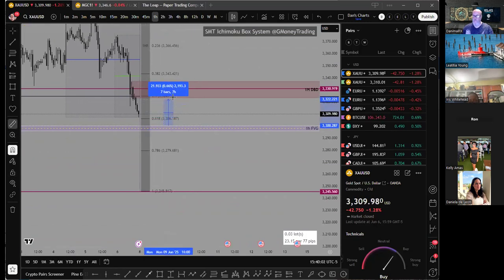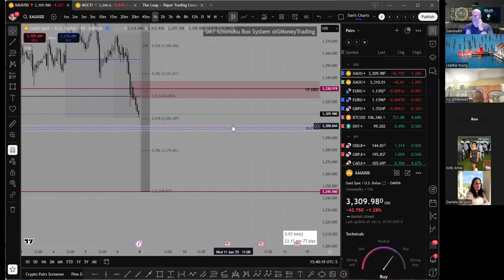Now, go back over to that fair value gap. Oh, 200, 2,000, yeah, 2,266. 2,066 pips, yeah. Or basically 226 pips. That's a lot of pips. That's a good range.